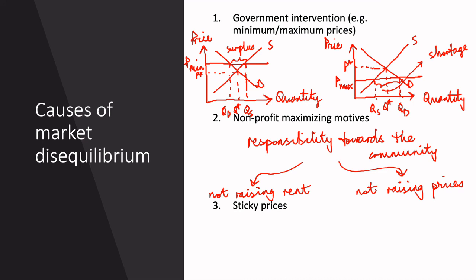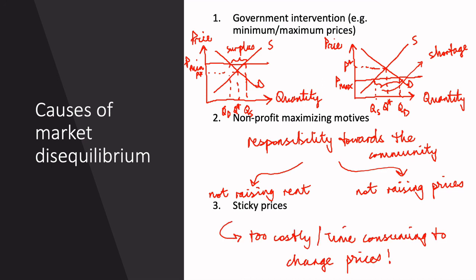Non-profit maximizing motives are also a reason why we get market disequilibria. Some businesses may feel that they have a responsibility towards the community, and therefore keep their prices low even if that causes shortages. Examples of these include landlords not increasing rent in the face of high demand for rental housing, or food stall owners keeping their prices low because they know that the local community benefits from cheap, nutritious food.